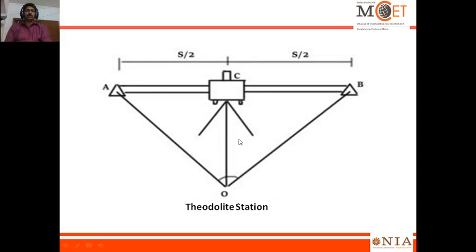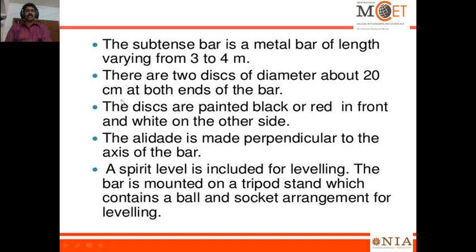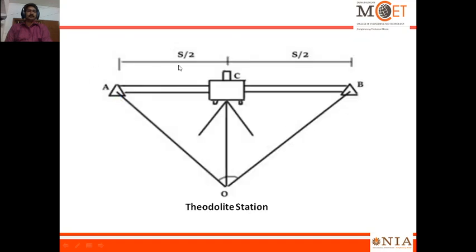Right. So the known distance, the total horizontal intercept, is S. The half is S by 2, S by 2. This is the position where I have set my theodolite. From that, I can view A and B, and I can get the horizontal angle. This is the horizontal angle.